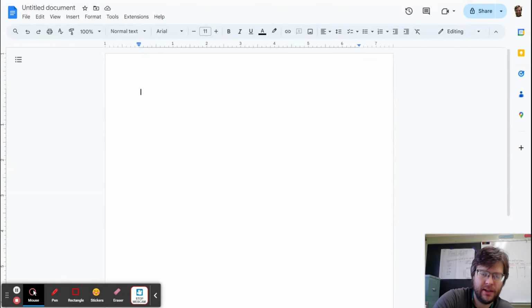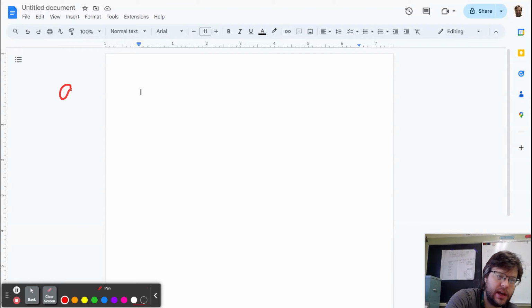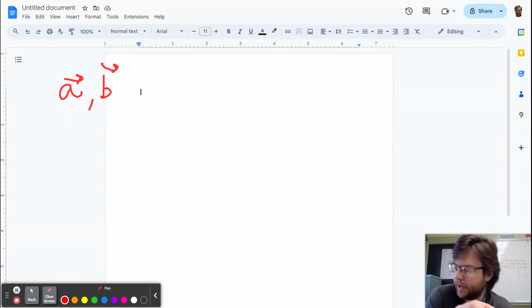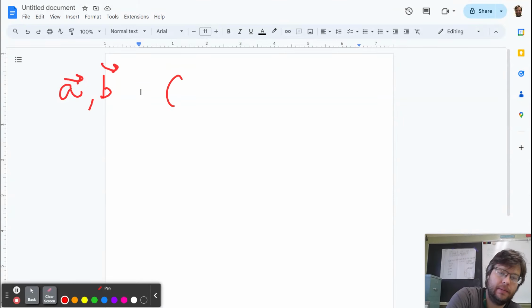Right, hello everybody. So I got a question about vectors and about using the scalar product or the dot product to figure some things out. And so here's the situation. We've got a vector called A and we've got a vector called B. And what we want to know is theta, the angle between A and B.